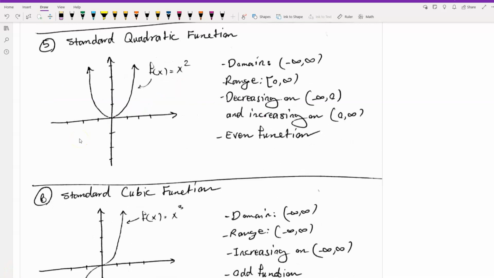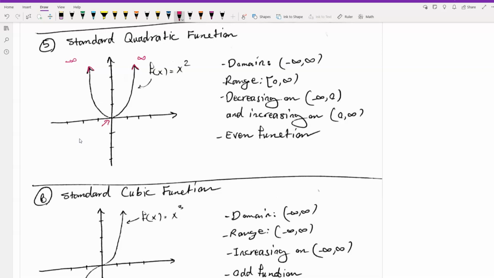Number 5, standard quadratic function. So in this part, our function f of x is equal to x squared, and here we have this graph. Based on this graph, our domain, so here again we have an arrow. So arrow, that means our graph doesn't stop at this point, and what we're going to have for domain is negative infinity, because we can continue like this, goes to negative infinity, and on the right side we have positive infinity. So that is our domain.